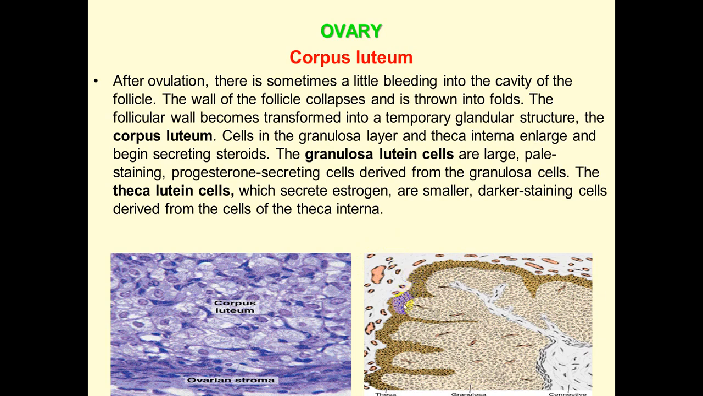But some cells from the theca, you see, dark staining cells, also proliferate, but not so fast like the cells from the layer of granulosa cells. And these theca lutein cells produce again estrogens, but in very low concentration. That's why in the ovary, look here, pay attention to this picture.